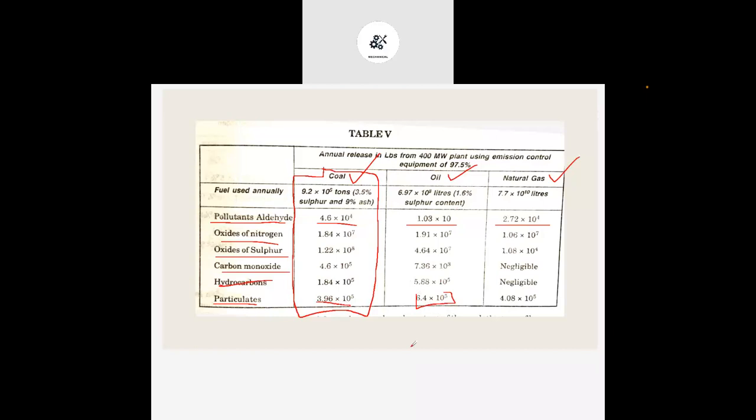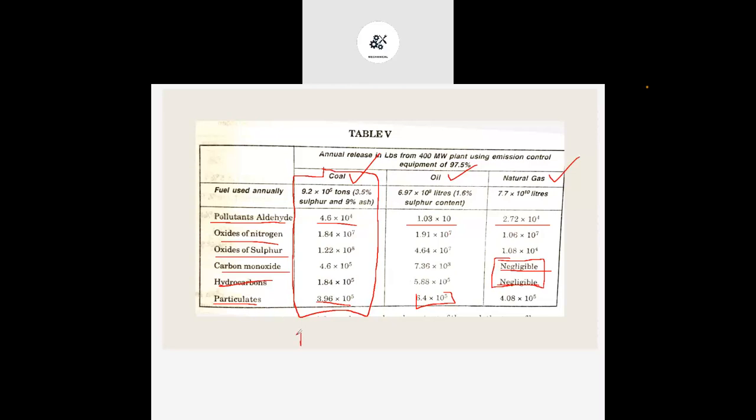Similarly, in the case of oil, the particulate matter is again very high, because particulate matter depends upon the quality of the fuel. In the case of natural gas, the particulate matter is very low. In the case of natural gas, efficient combustion will take place. That's why the amounts of carbon monoxide and unburned hydrocarbons are very low, because the combustion is very efficient in the case of natural gas.